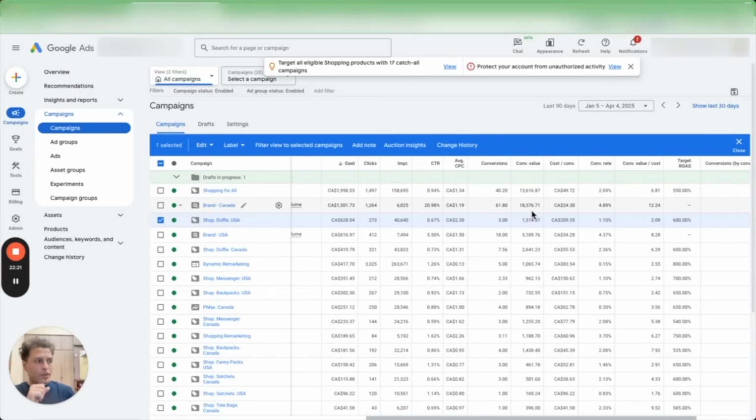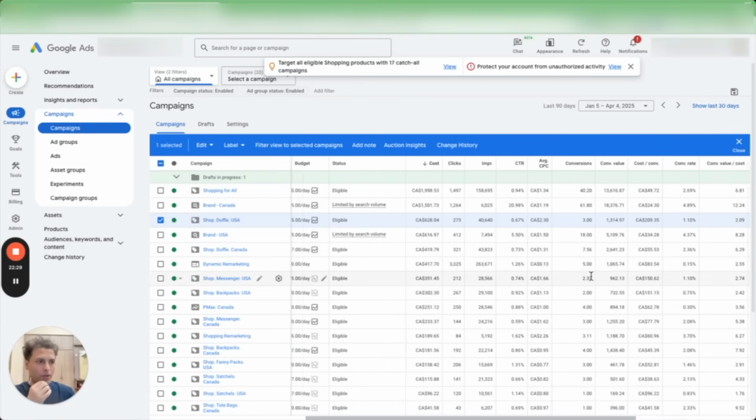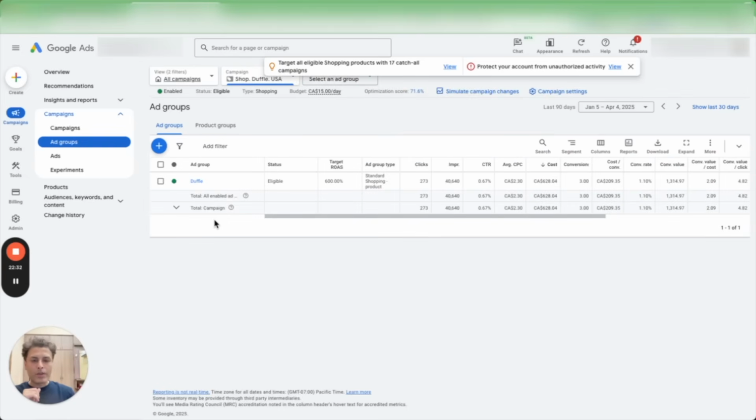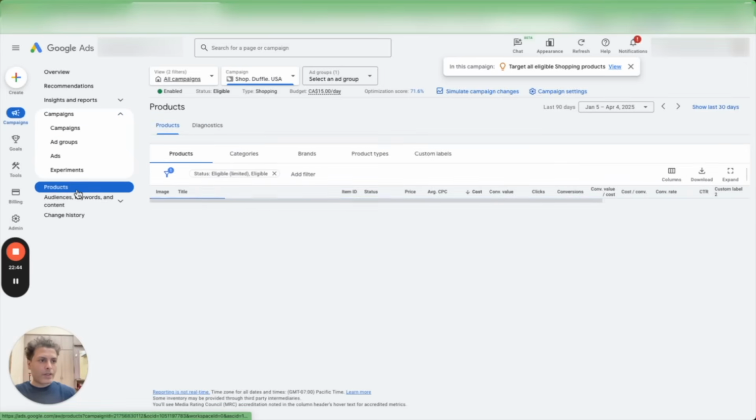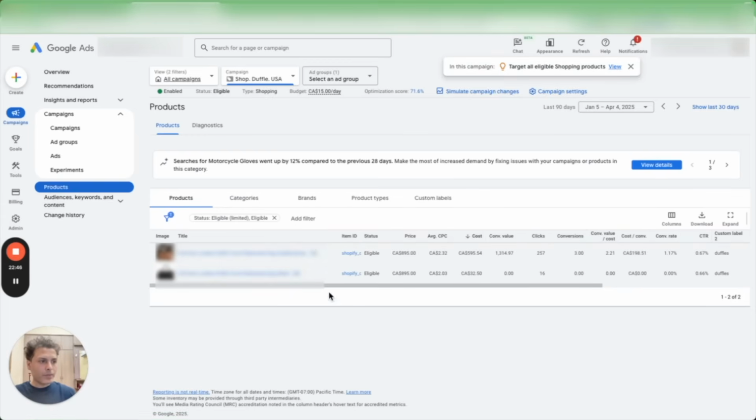I want to show you a campaign that is profitable, although I have done exactly the same things over here. Let me open this one. Again, this is a duffel bag campaign targeting only duffels, and what I simply did here is target those products. If I come to products, initially we were targeting many products.